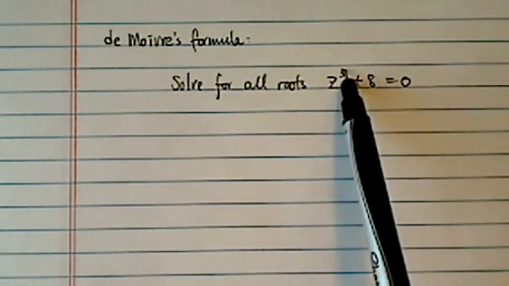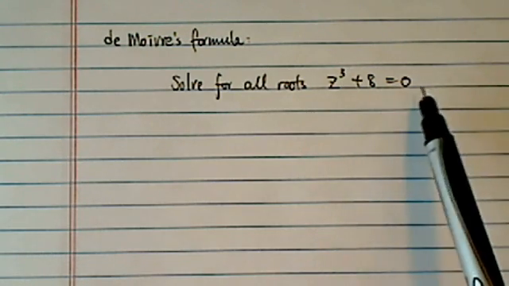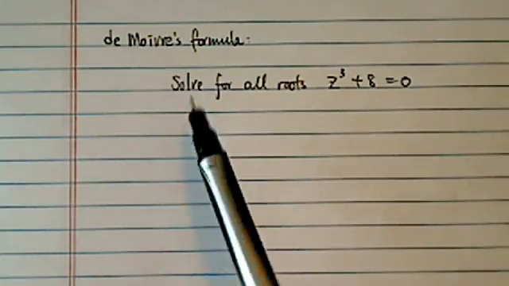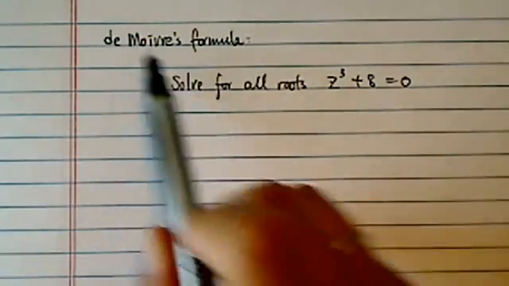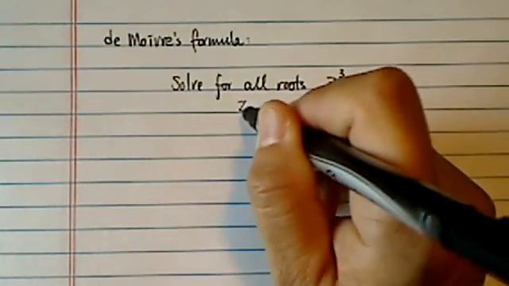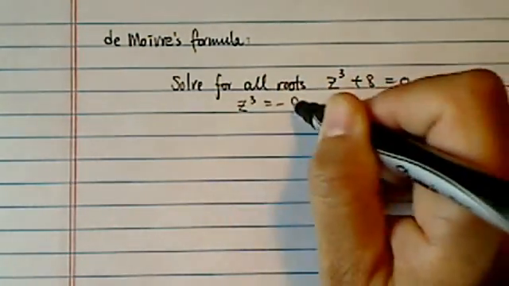We have z to the third plus 8 equal to 0, and we're going to use de Moivre's formula. Hopefully I didn't butcher his name too badly. He's a French mathematician, Abraham. Anyhow, let's get started. So we have z to the third equal to minus 8.